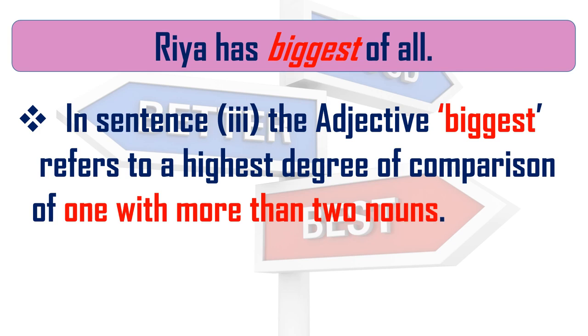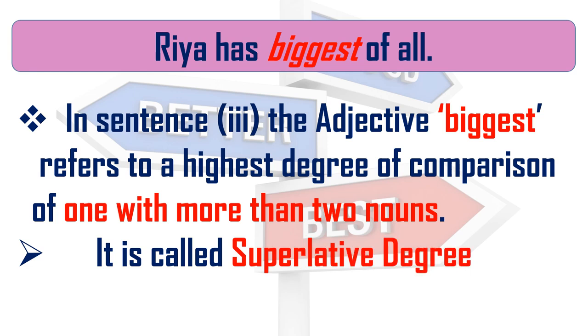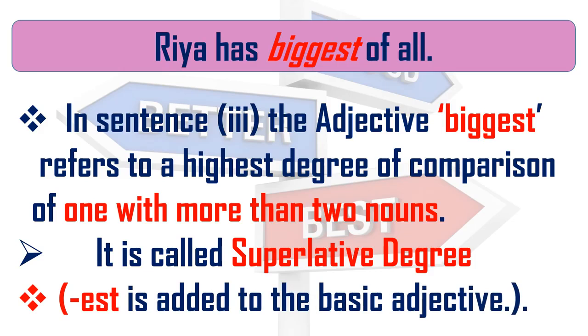We have seen in positive we are not comparing with anything. In comparative degree we are comparing two nouns, and in superlative, the next degree, we are comparing more than two. So this degree is called superlative degree. And here est is added to the basic adjective. The basic adjective is big and we have added est and formed the superlative form. So positive, comparative and superlative.